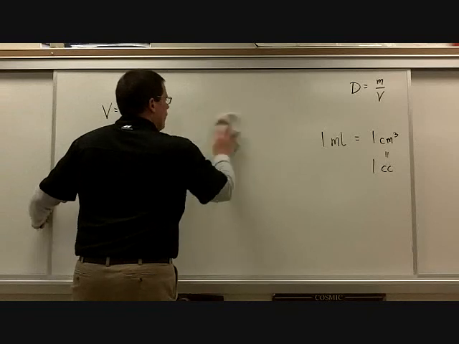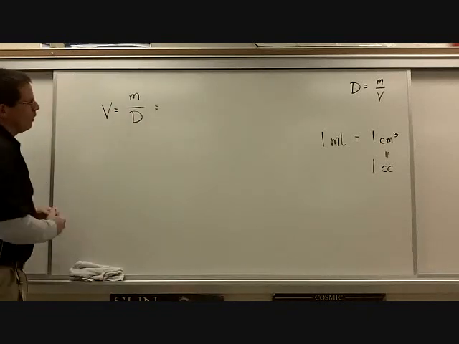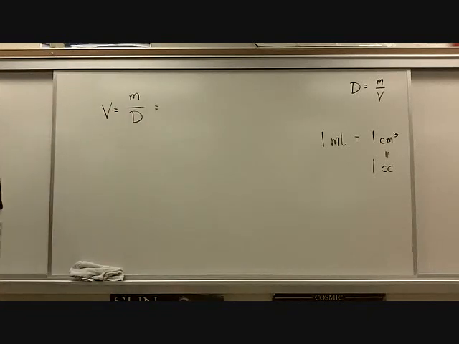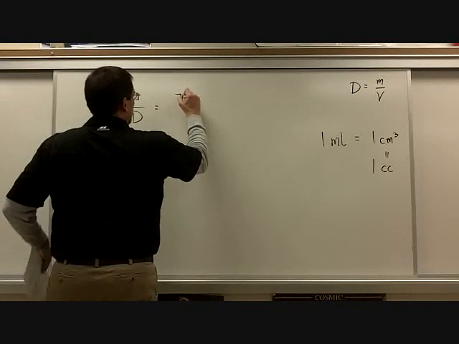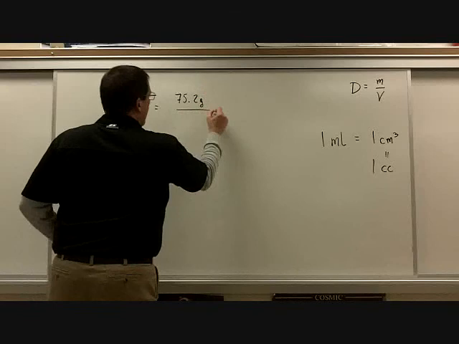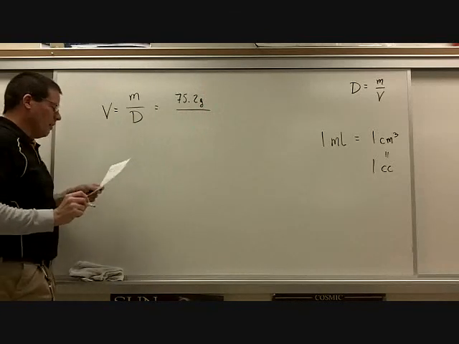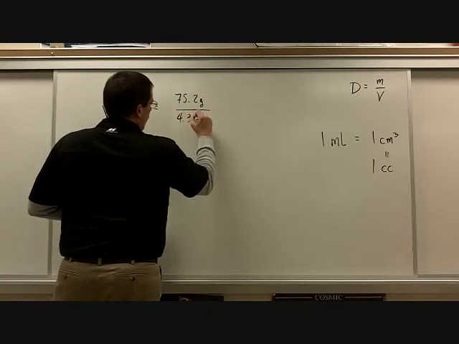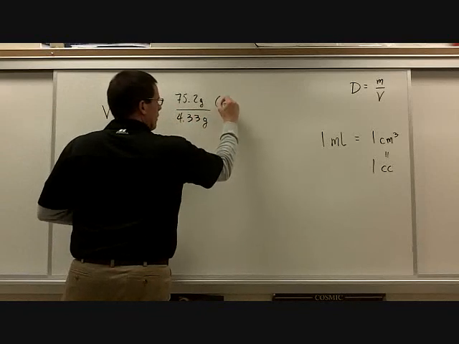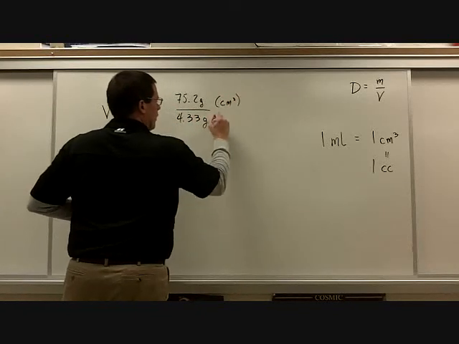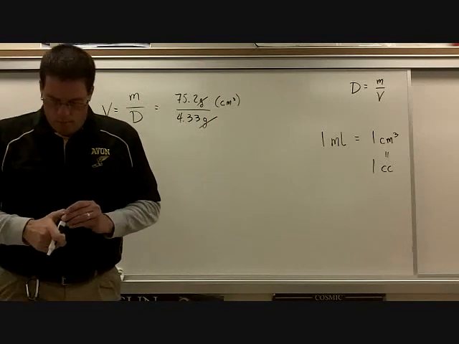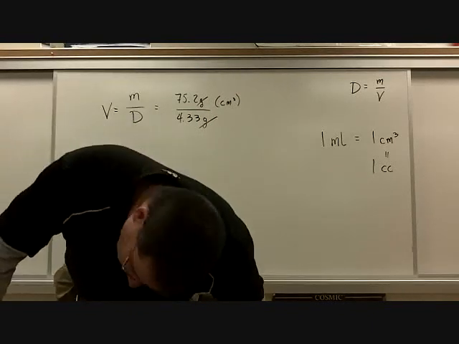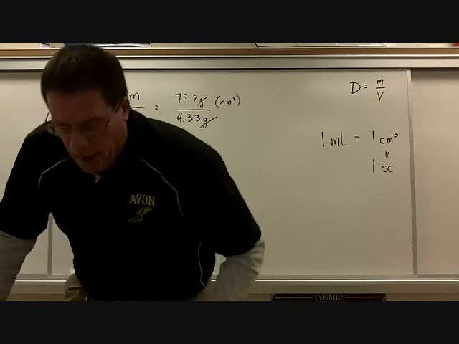So we do have this equation here where volume is equal to mass over density. The mass in this problem is what? 75.3. There you go. And the density in this case? 4.33 grams, and I'll put the centimeters cubed here again. Grams cancel out. What unit do we have? Centimeters cubed. And then make sure your calculator.